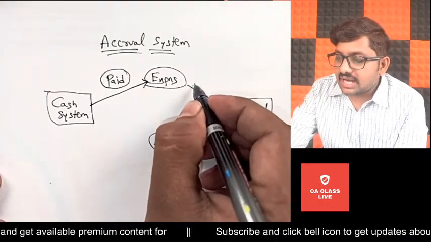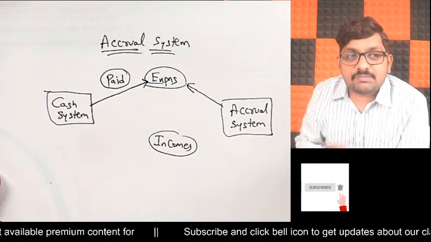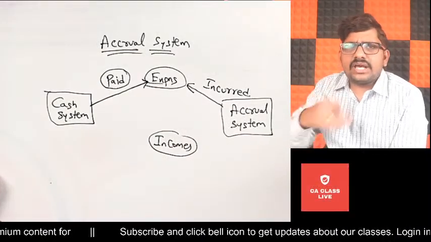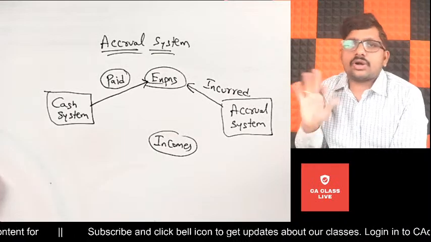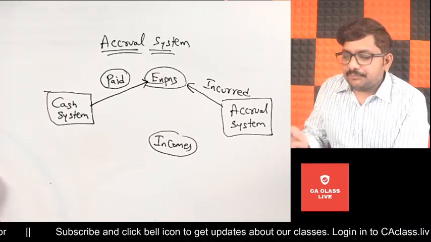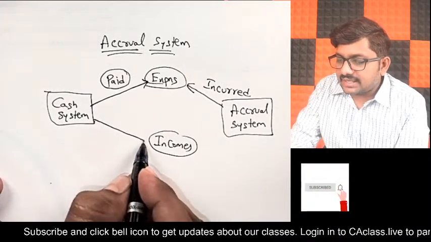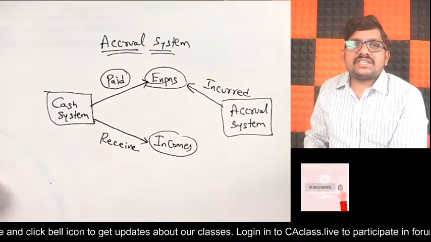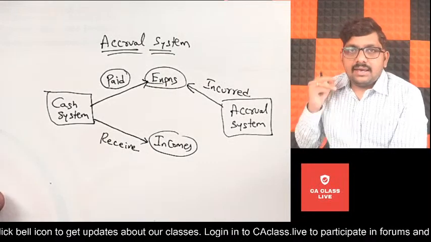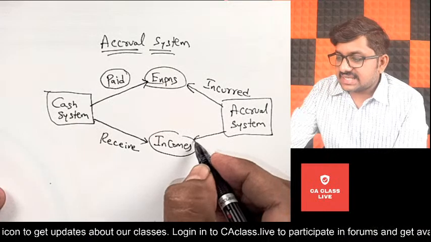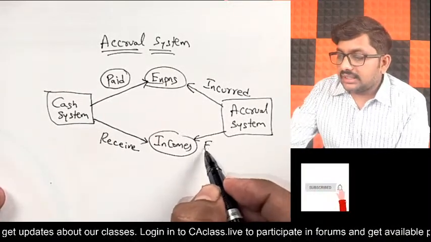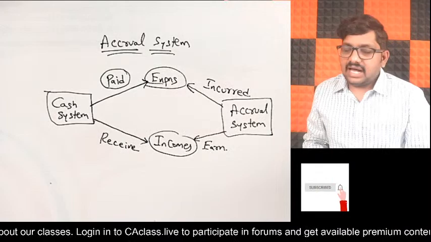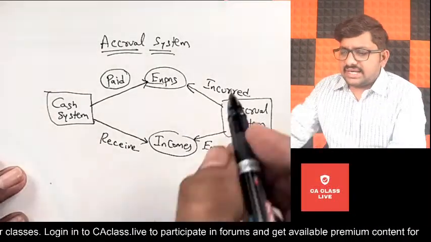Then what about the accrual system? The accrual system says you please recognize your expense as and when it is incurred. If you incur, you recognize it as your expense. If you do not incur, you don't recognize it as your expense. Similarly, what does the cash system tell for incomes? It says if you receive, you recognize your income. If you do not receive, no income. But the accrual system says recognize your income if you earn it. Otherwise, no.